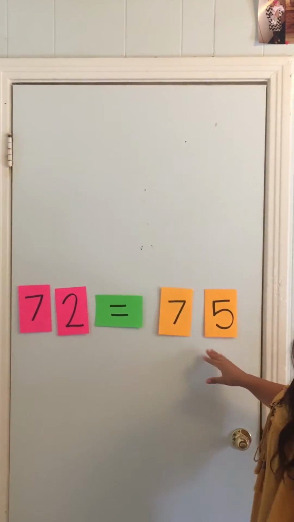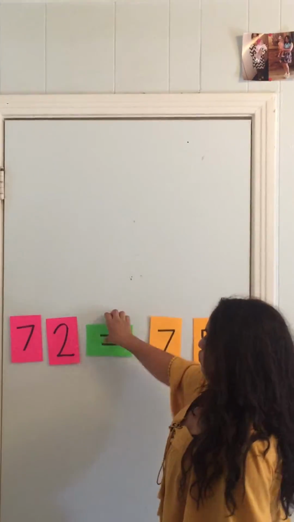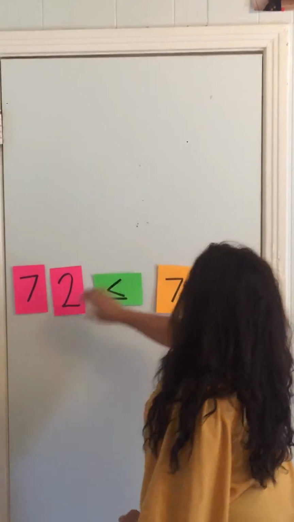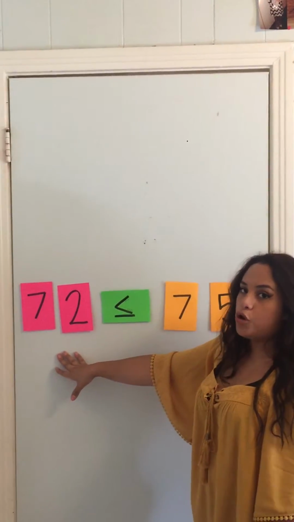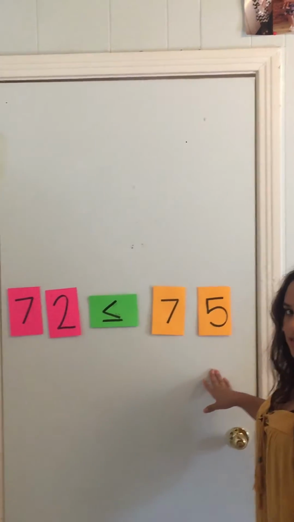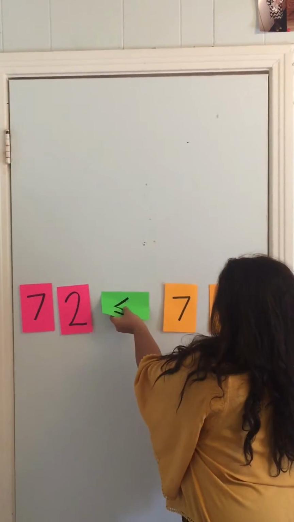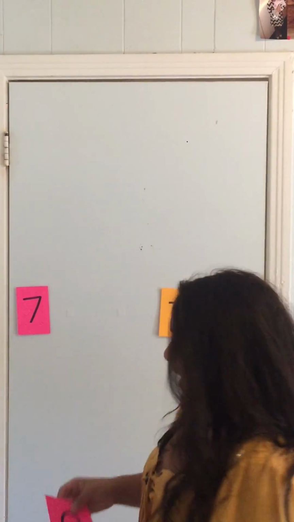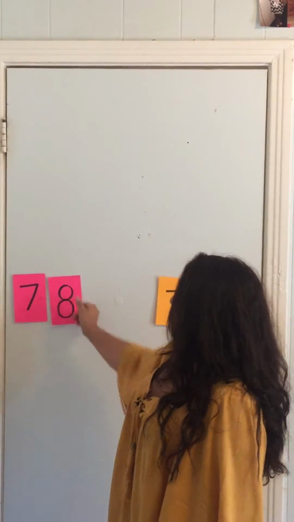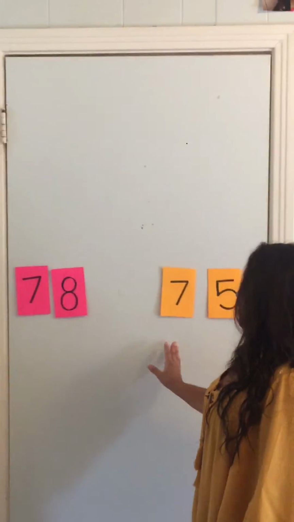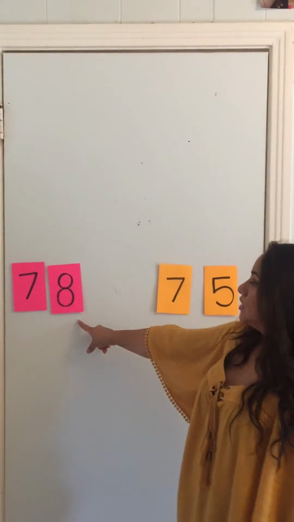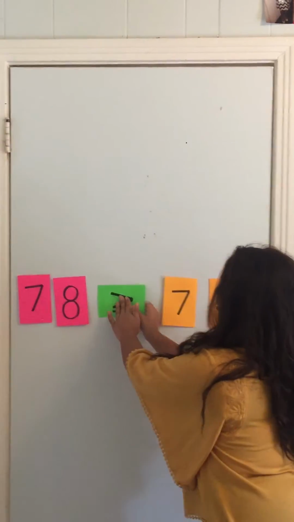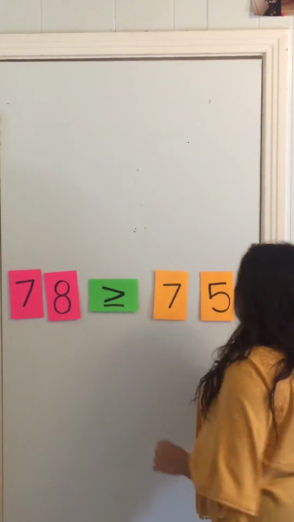In this equation, 5 is greater than 2. So this switches it up to where 72 is not equal to or greater than, but rather less than, 75. Now, let's say we take off the 2 and add an 8. Well, now, still not looking at the 10s spot, but the 1s spot, 8 is greater than 5. This means that 78 is greater than 75.